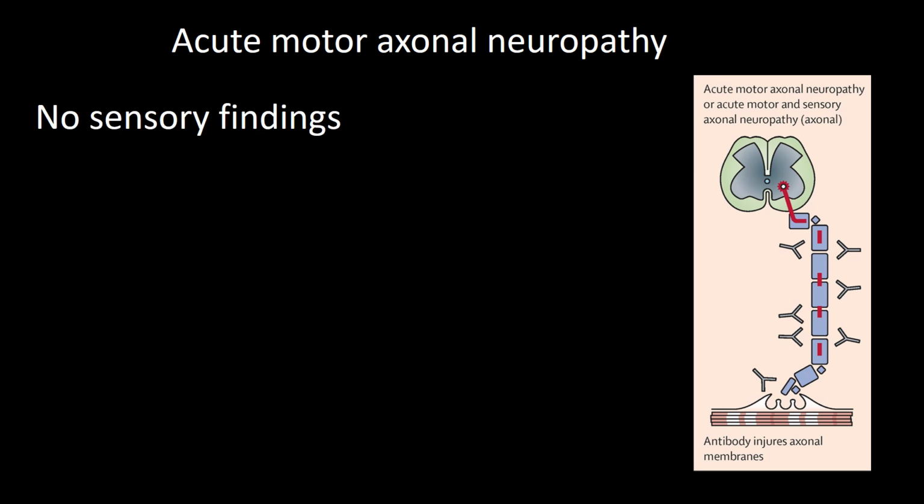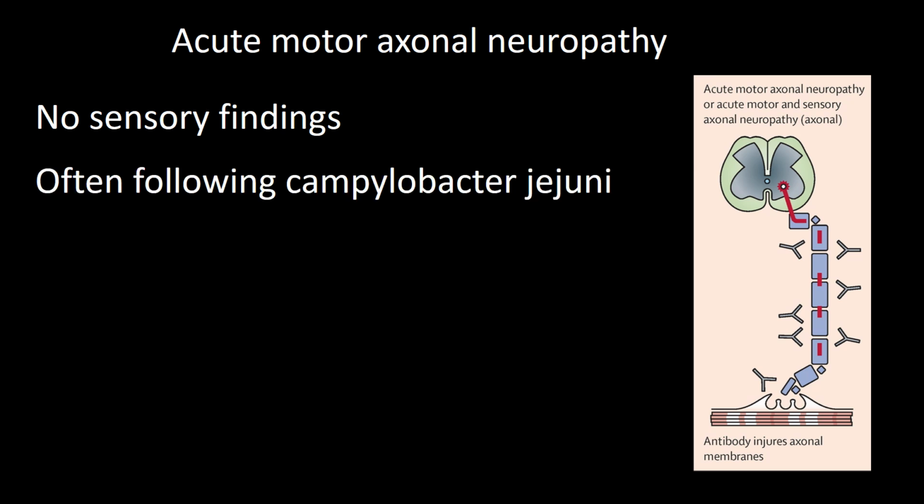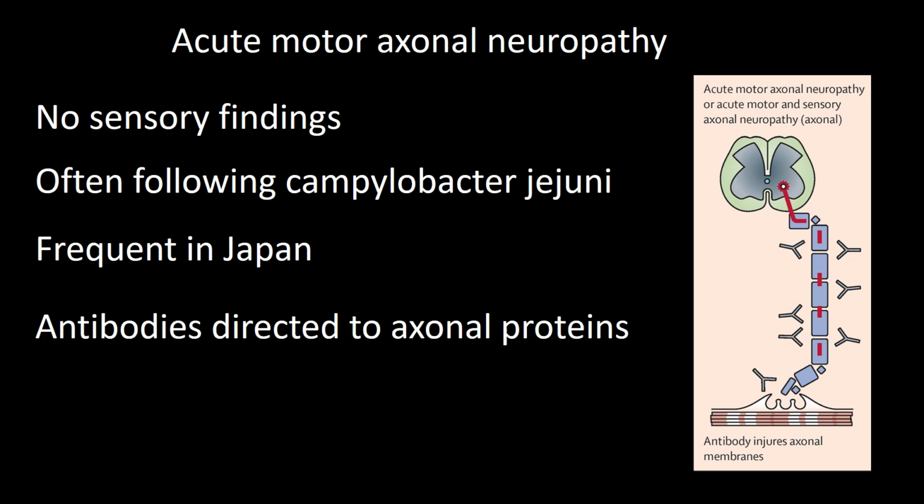Patients with acute motor axonal neuropathy have no sensory findings, as we previously mentioned. This condition is often associated with Campylobacter jejuni infection. This condition is very frequent in Japan, as we also previously mentioned, and antibodies are directed to axon proteins, hence recovery is slow and usually not complete.